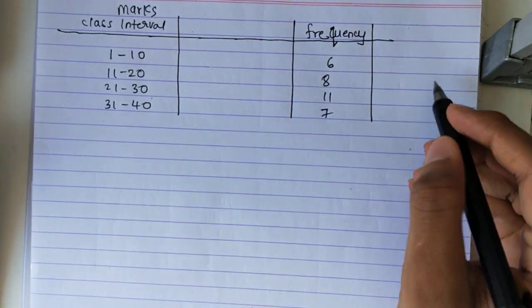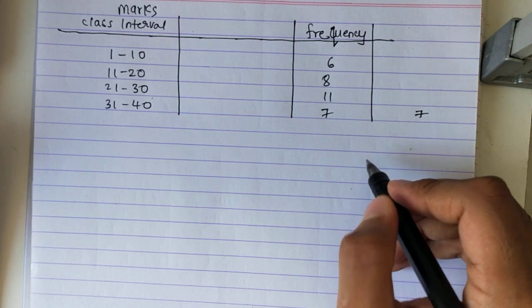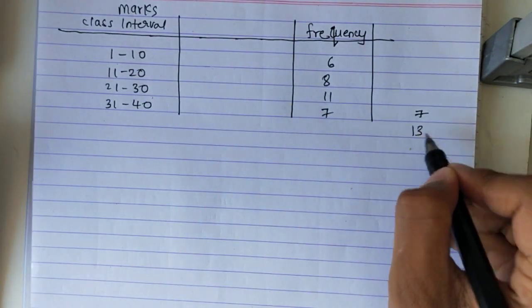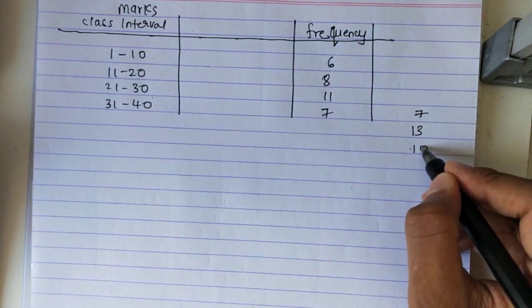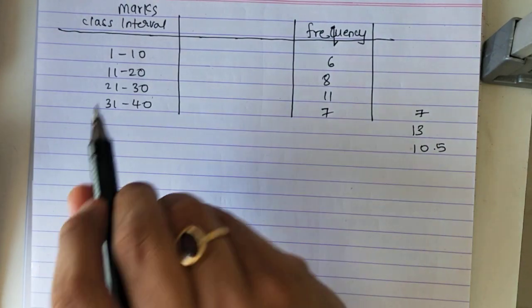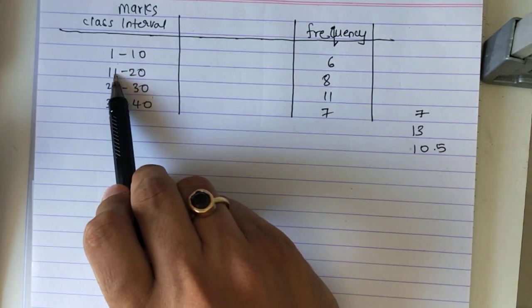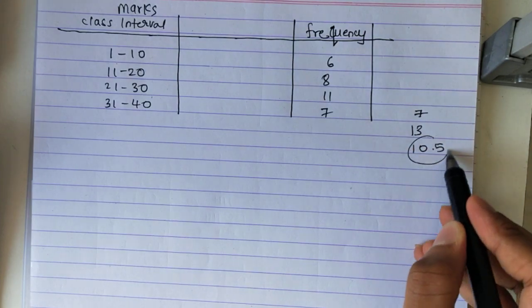What if a student got, let's say, 7 marks. Okay, so you will add his name here, correct? If a student got 13 marks, he will come in this range. What if a student got 10.5 marks? He cannot come in this range 1 to 10, correct? And he cannot even come in this range 11 to 20. So where will this student go?